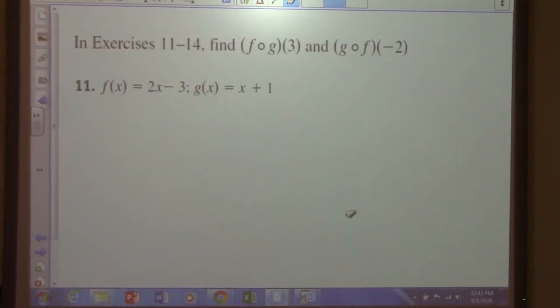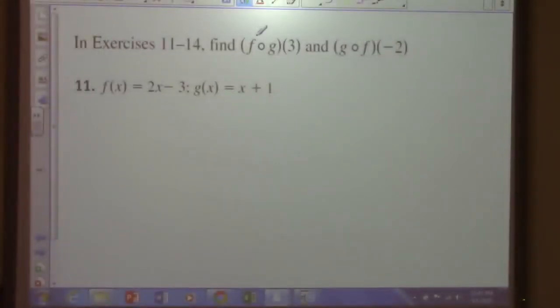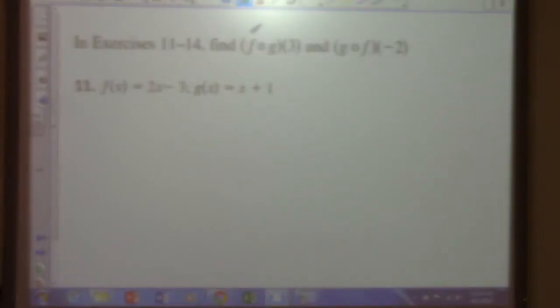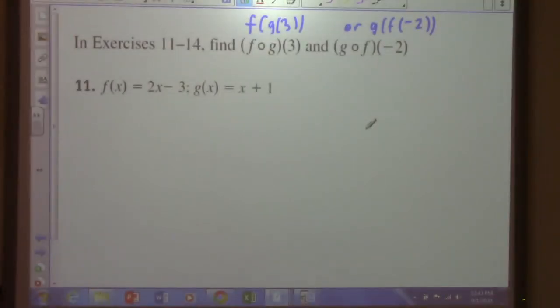Okay, now, here we have, in exercises 11 through 14, find f of g of 3. And for consistency of notation, could we write this another way? f of g. We could write this as f of g of 3, right? Or g of f of 3. Or, negative 2, g of f of negative 2. So these are alternative notations.